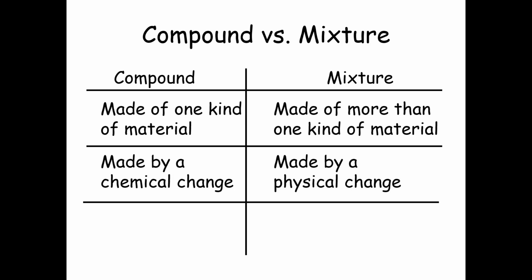Compounds are always the result of a chemical change. Mixtures are formed just because of a physical change. You mix water and sugar, you get a mixture. But in a compound, for example, if you're making water, you must go through a chemical change. Then hydrogen and oxygen result in a new compound which is called water, or H2O.